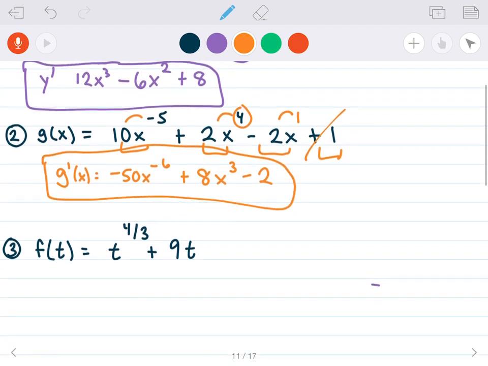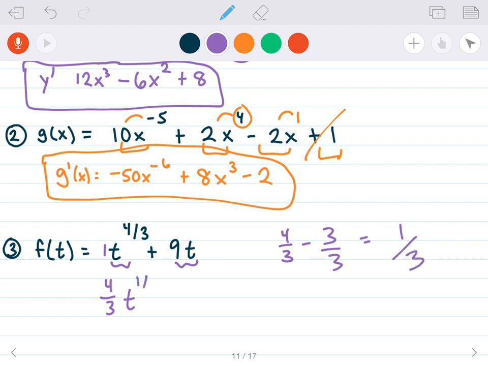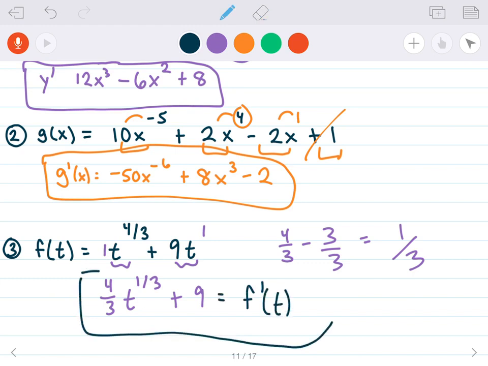Okay, let's go down here. All right, this time our variable's t, that's okay. Again, we're going term by term. So this is understood to be 1 in front. 1 times 4/3 is 4/3. T to the 4/3 minus 1. Well, 1's the same thing as 3/3, right? And so 4/3 minus 1 is just 1/3. Plus, again, 1 times 9 is going to give me 9, t to the 0, but I don't have to write the t to the 0, so it's just plus 9. And this is going to be f prime of t. That's my derivative.